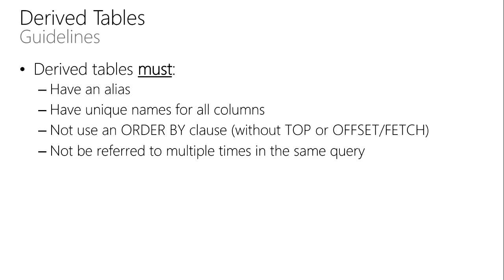But you should be doing the order by in the final part of the select statement. Exactly. Remember, your derived tables are within a query. So if you want to order the results, order them in the outer query rather than in the inner query.